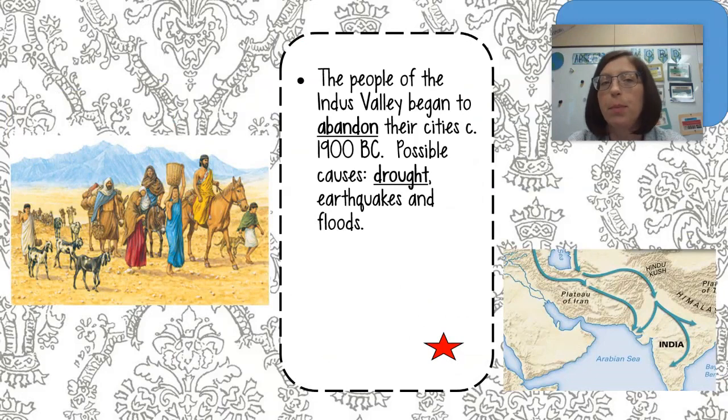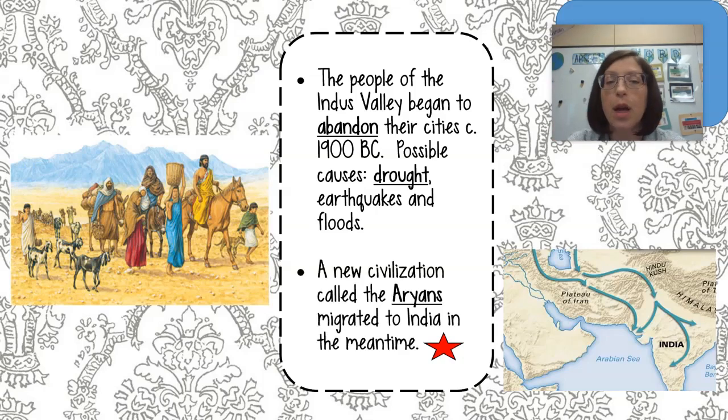Now we're going to talk about how the people of the Indus Valley began to abandon their cities around 1900 BC. The possible causes were drought, earthquakes, and floods. A new civilization called the Aryans migrated to India in the meantime.